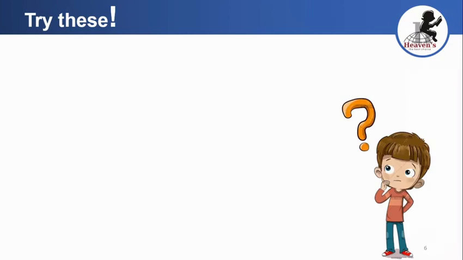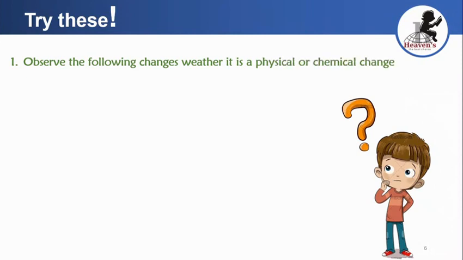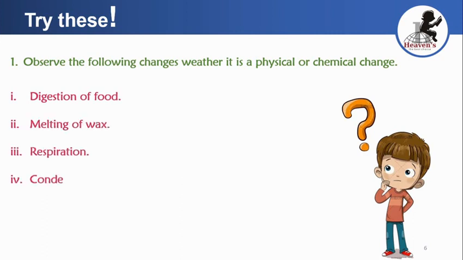Try this. Observe the following changes, whether it is a physical change or chemical change. First one is digestion of food. Second one is melting of wax. Third one is respiration, fourth one is condensation of water, fifth one is rusting of iron. Now we have to find out whether it is a physical change or chemical change.